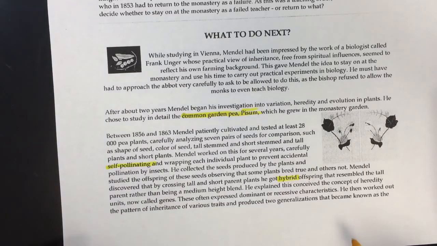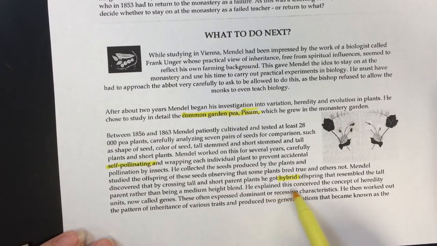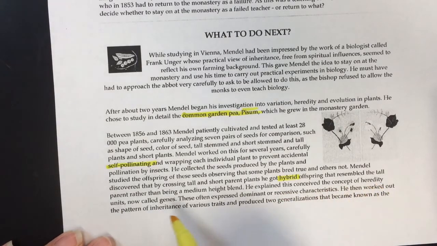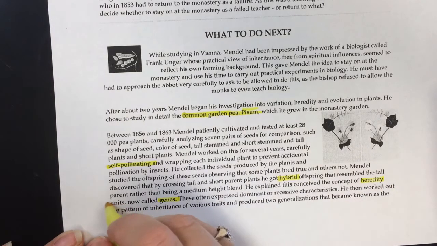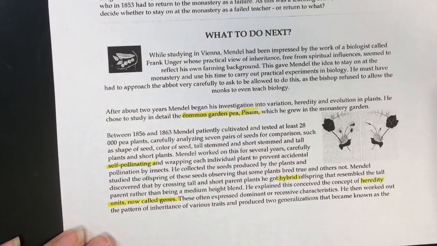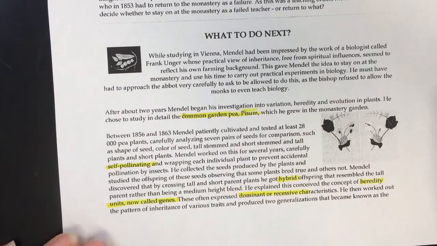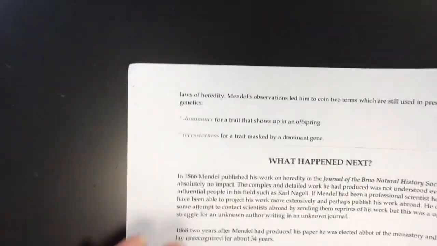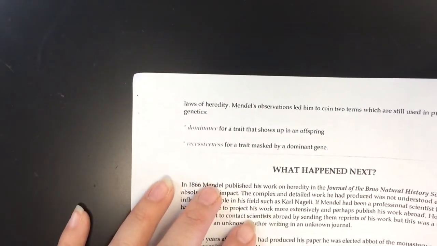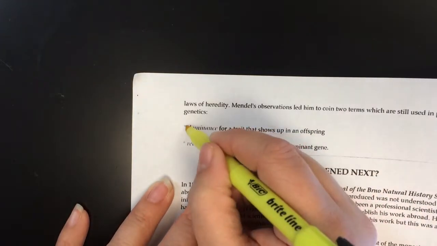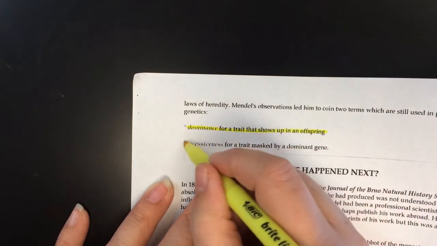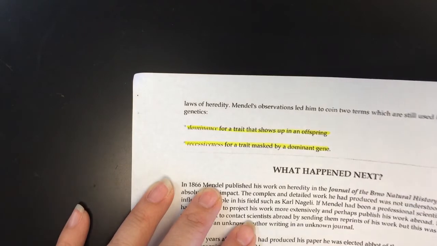And so one of the words that he came up with, he explained and conceived the concept of heredity units, now called genes. Heredity units were kind of the horrible term that they used to use, but now we do refer to those as genes, and they are often expressed as dominant or recessive. And so one of the nice things we do here on this one is if you go on to that second page, we have a real simple definition of dominant is a trait that shows up in the offspring, and recessive, which is a trait that is masked.